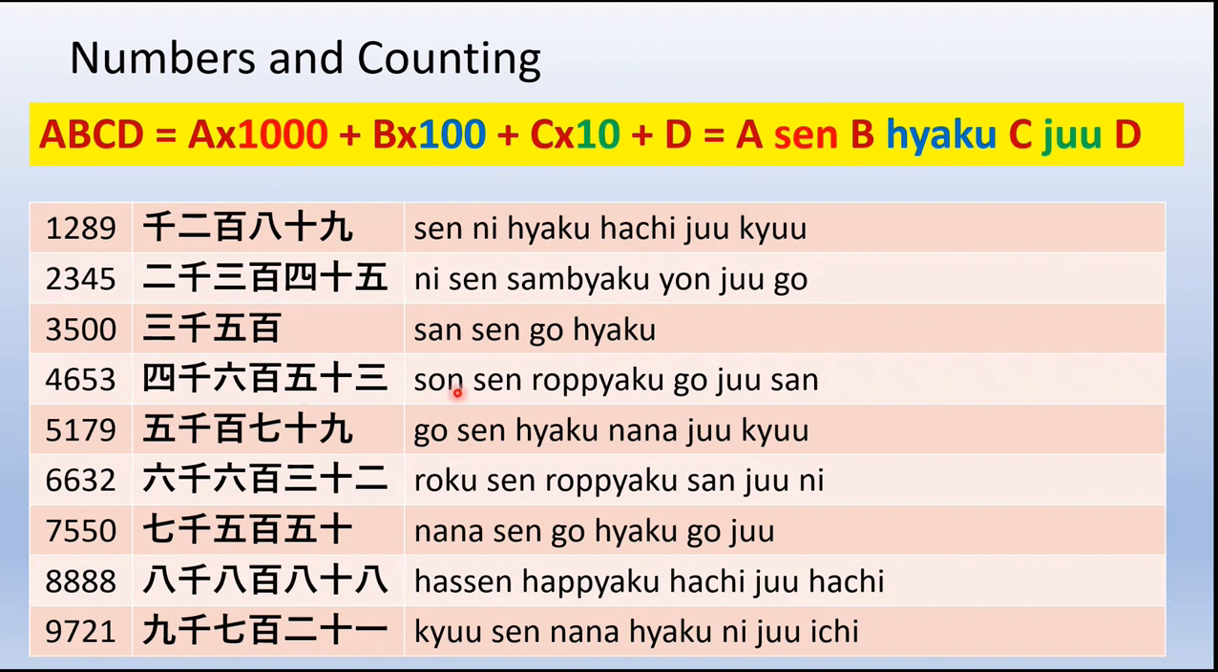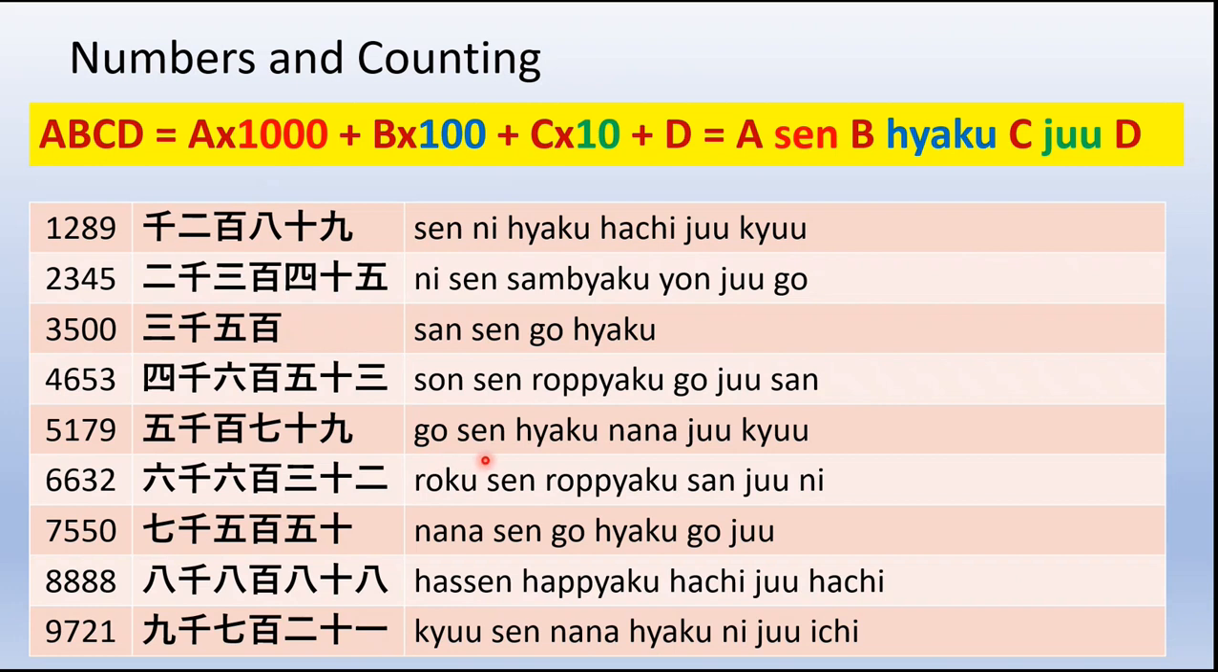4653 is yonsen. Sorry, there is a spelling mistake here. It should be yonsen. Yonsen ropyaku goju-san. Yonsen ropyaku goju-san.